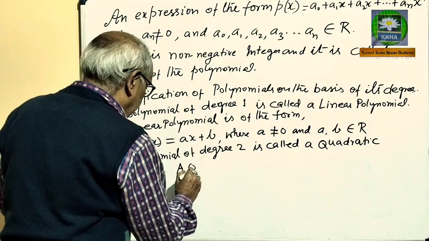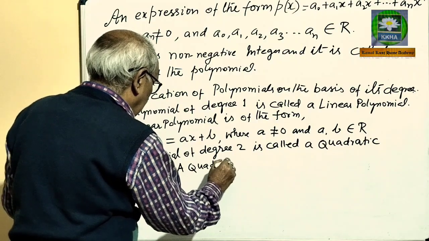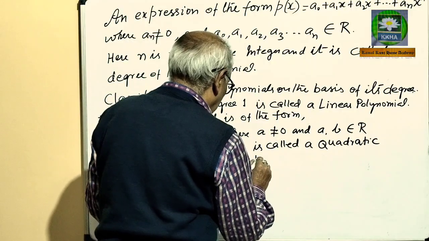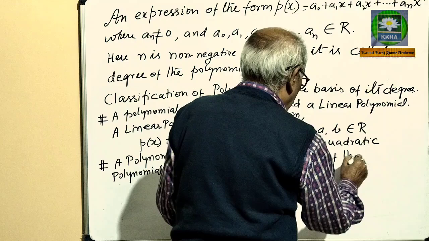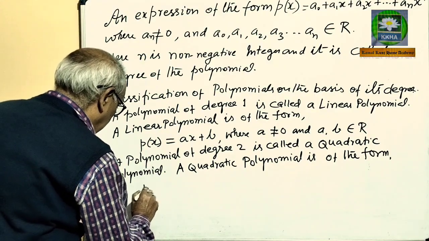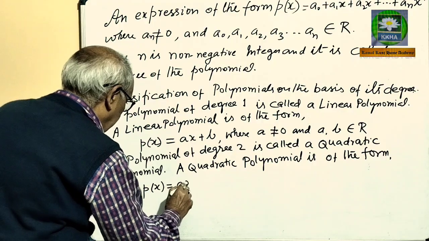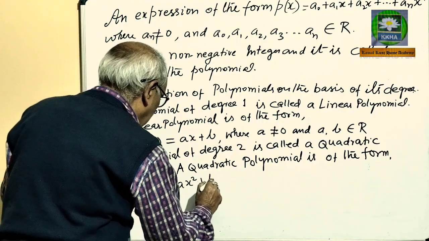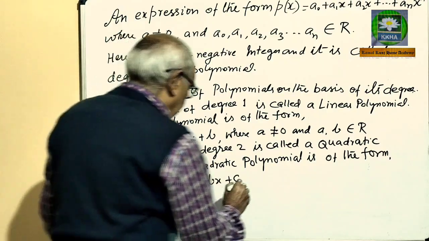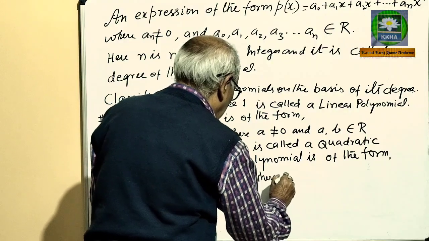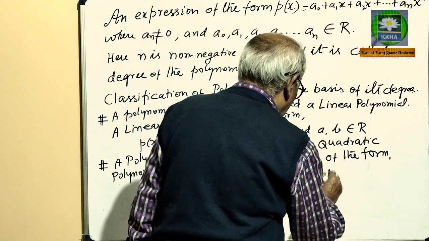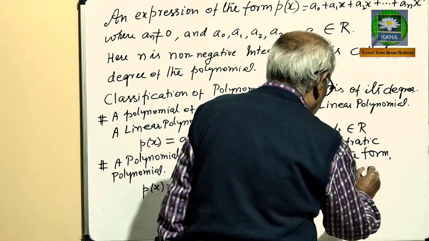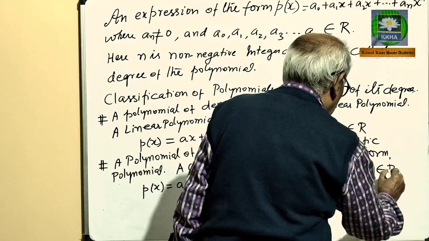A quadratic polynomial is of the form P(x) equal to ax square plus bx plus c, where a is not equal to 0, and a, b and c are real numbers belonging to R.